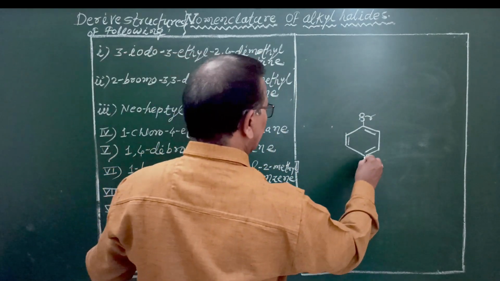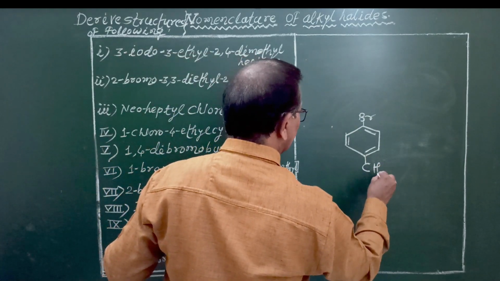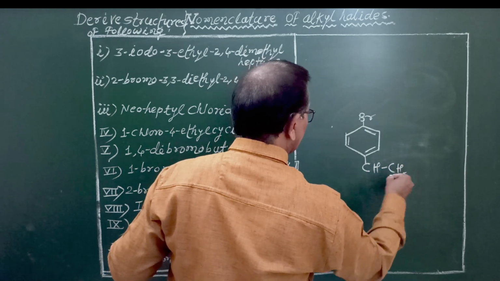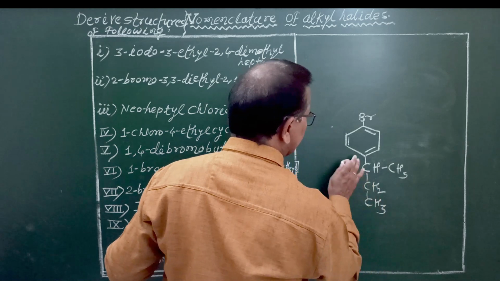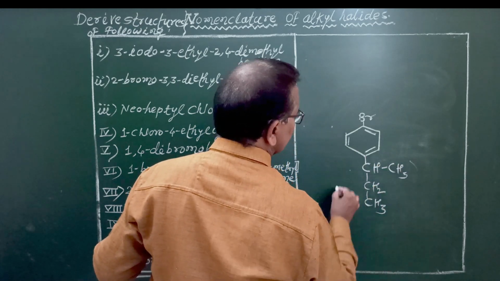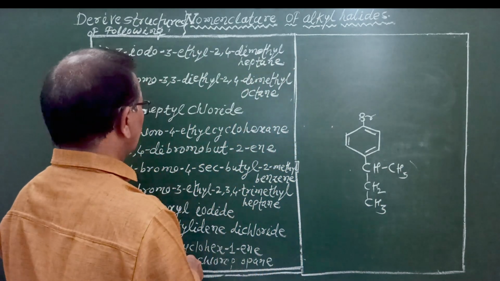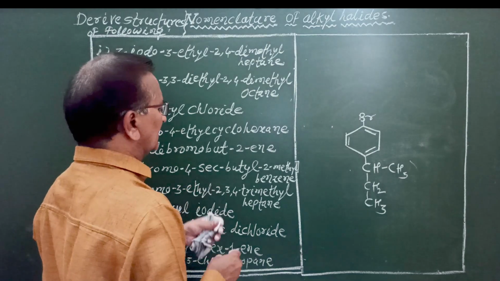1-bromo 4-secondary butyl. Secondary butyl is CH, CH3, CH2, single bond CH3. This group is sec butyl, secondary butyl. In short, it can be represented as sec butyl.